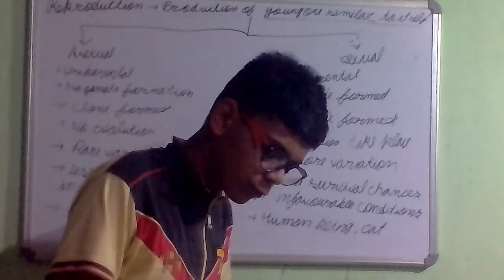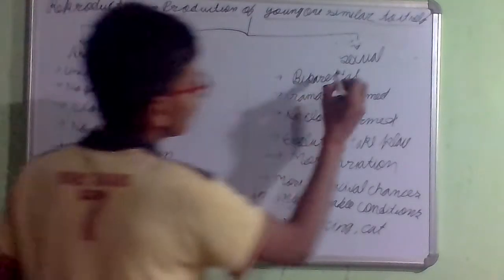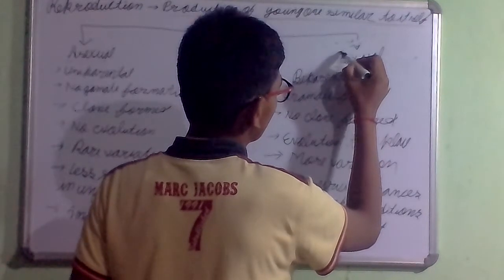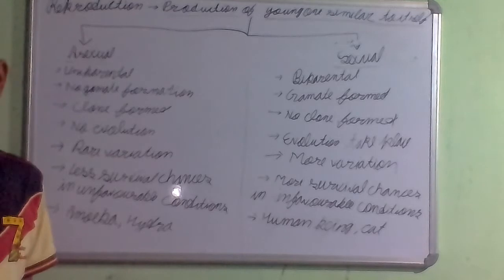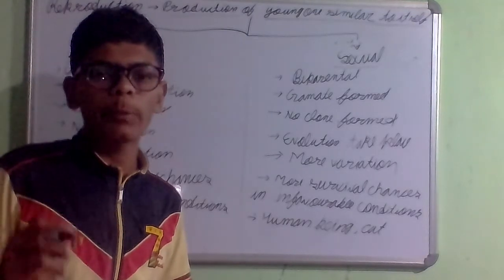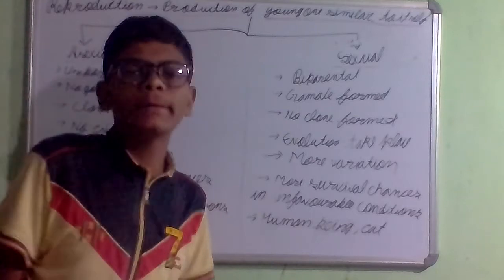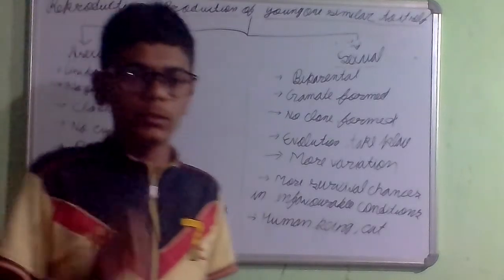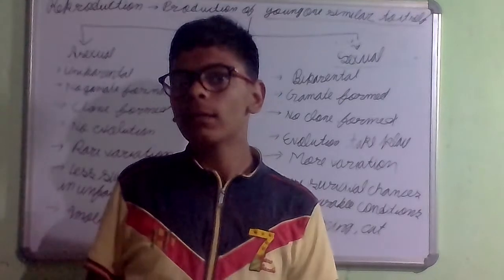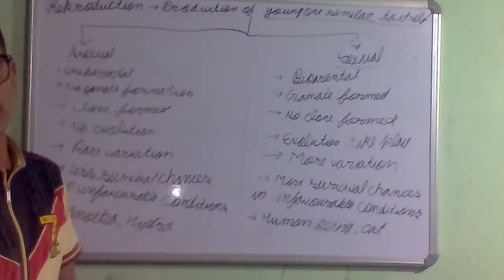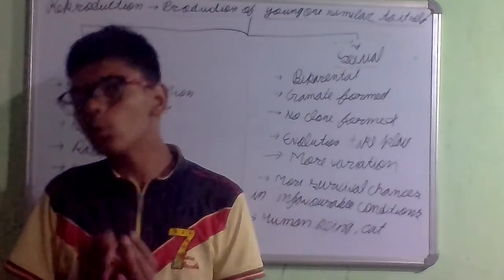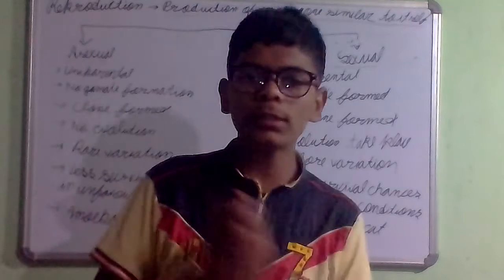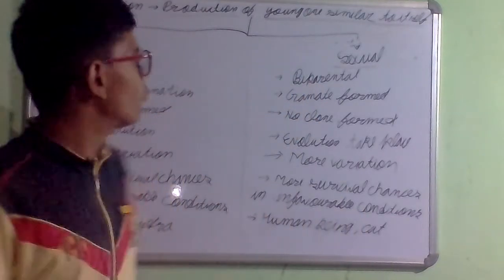Now reproduction is of two types: asexual or sexual. Asexual reproduction is a type of reproduction in which only a single parent is involved, no gamete formation takes place, and a clone is formed. In sexual reproduction, two parents are involved, no clone is formed, and zygote formation and gamete formation take place. So we will differentiate asexual and sexual reproduction.